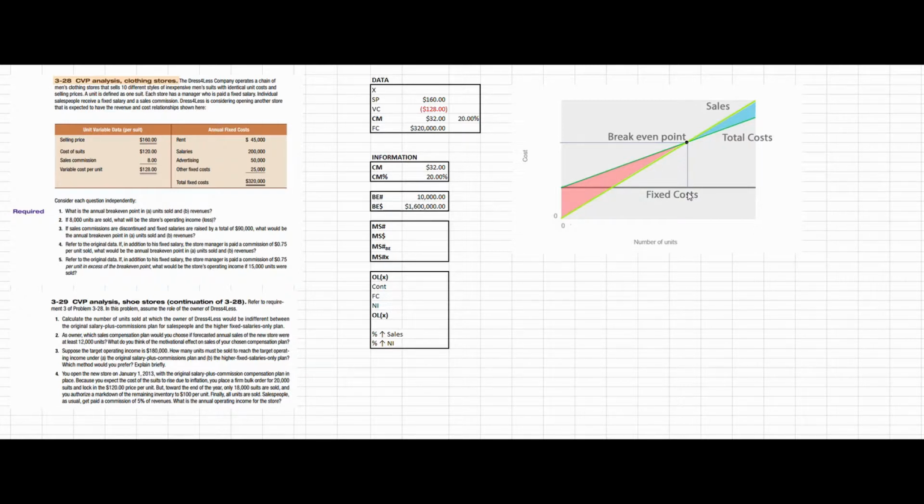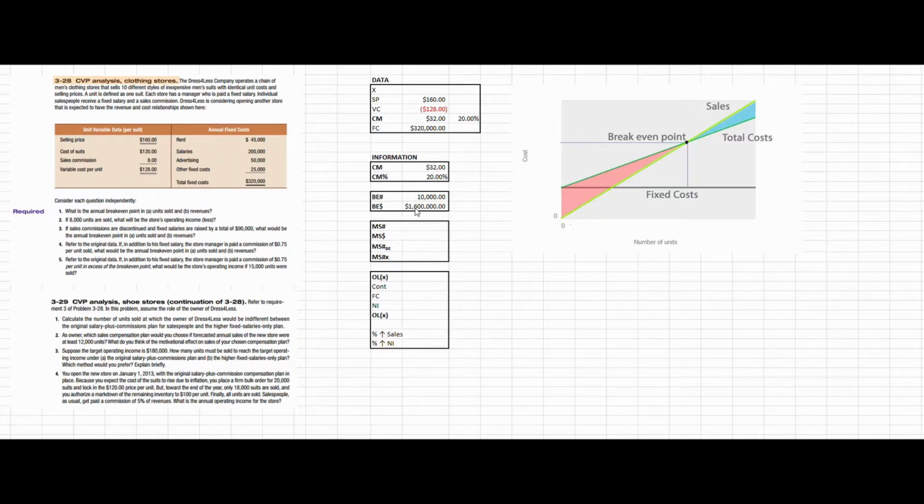My break-even point in units would be plotted here along my horizontal axis at this point. I can also calculate my break-even in sales. There's two ways I can do this. One, I can take my break-even point in units and multiply it by my sales price. Here on the graph, my break-even in sales is this point right here.